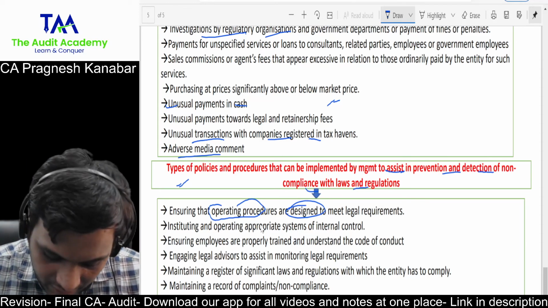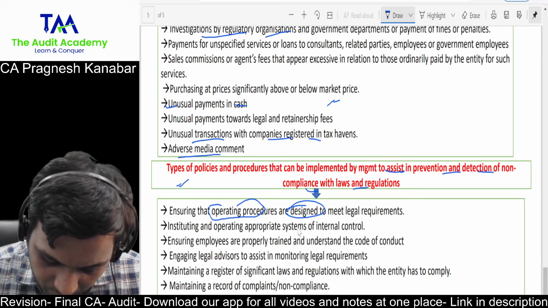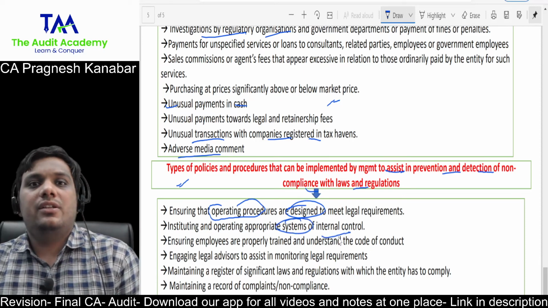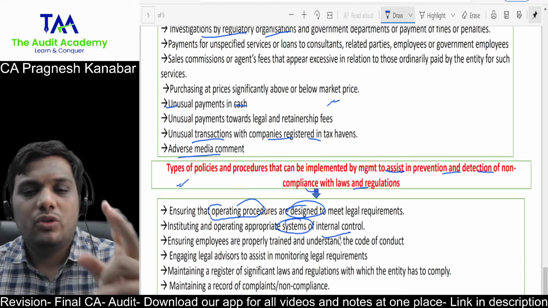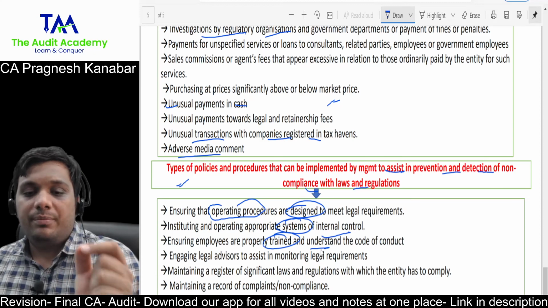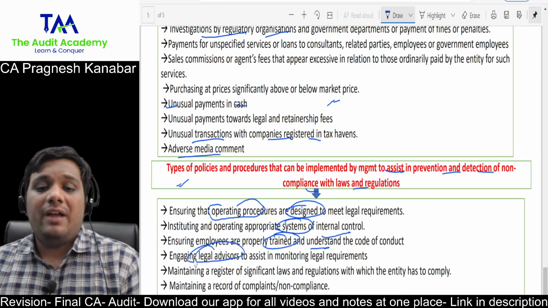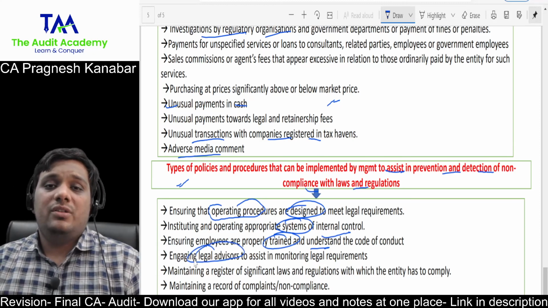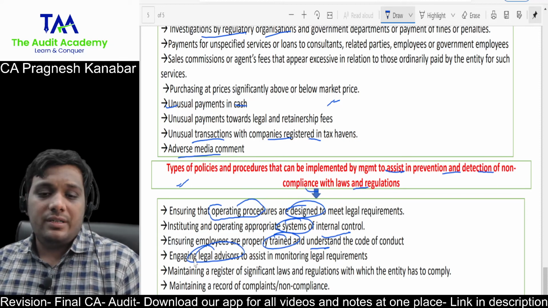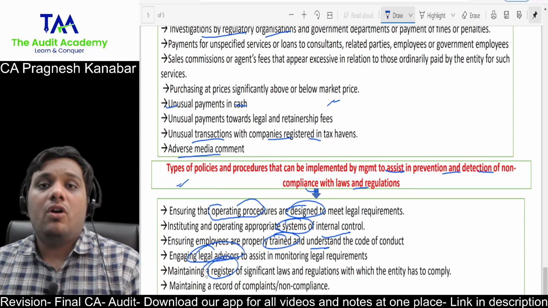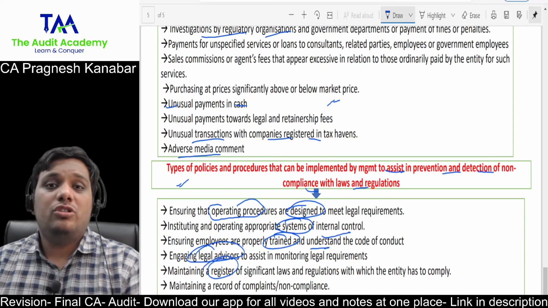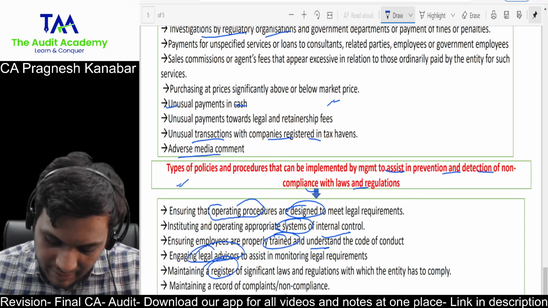Instituting and operating appropriate systems of internal control. So designing and operating the system of internal control, both points written separately. Then employees should be properly trained. Then you should have legal advisors to assist in monitoring legal requirements, like a battery of chartered accountants, company secretary, lawyers. Then you should maintain a separate register for significant laws and regulations which the entity has to comply with. And you should also maintain a separate register record of complaints and non-compliances.